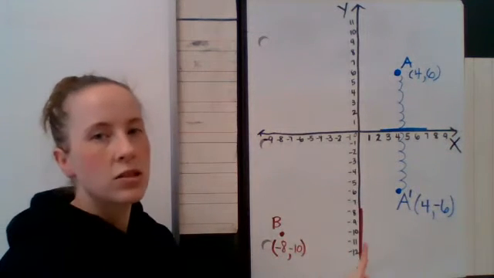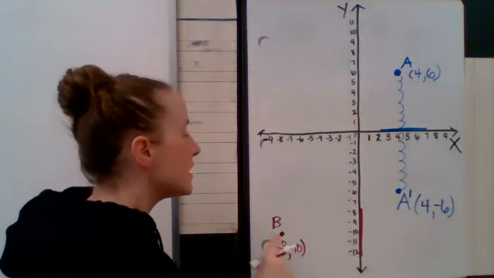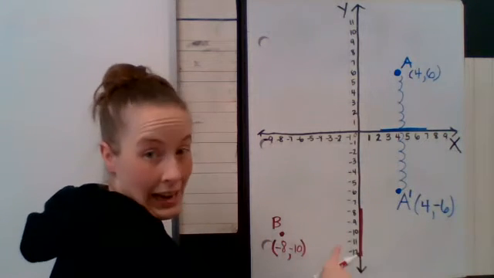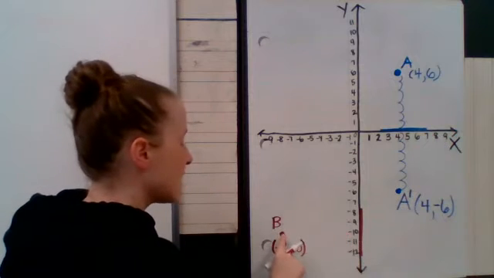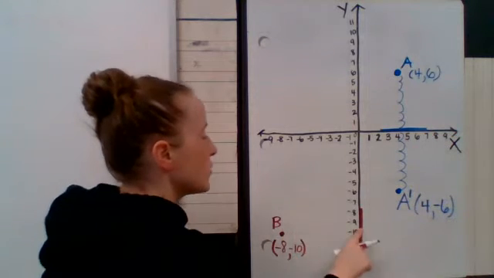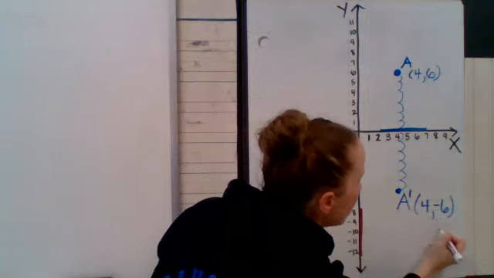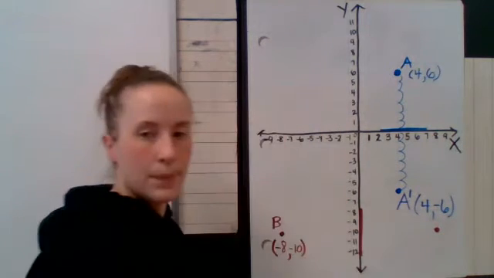Now, if we're going to reflect this across the y, we're still going to have the same y coordinate. So we're still going to stay on this -10 line. But instead of -8 or 8 steps to the left, we're going to go 8 steps to the right. So I'm going to stay on this -10 line, and I'm going to head over here 8 steps to the right.